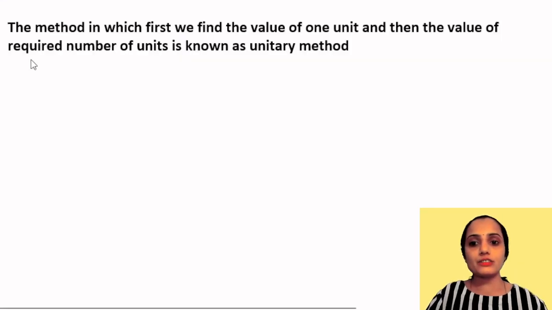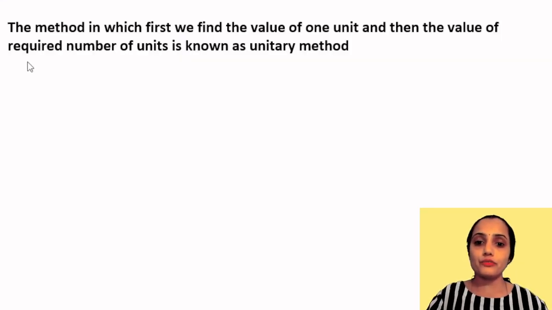The next topic that we will be looking at is the unitary method. In unitary method, the word unit means one. So what we will do in unitary method is find the value of the one unit and then you can multiply to find the value of more of them. So this is the definition. The method in which we first find the value of one unit and then the value of the required number of units is known as unitary method.